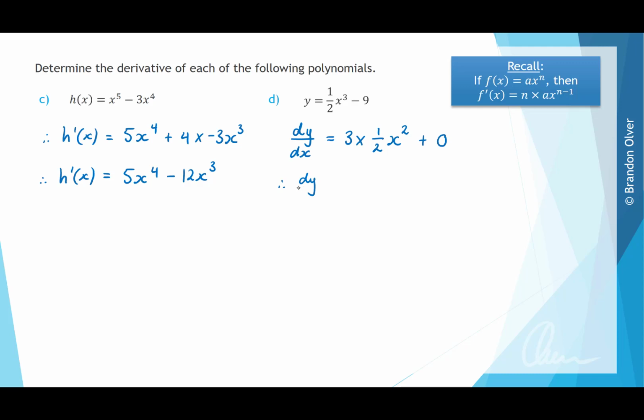Therefore, dy/dx, which is the derivative, is going to equal 3 times a half, which is 3 divided by 2, times x squared plus 0, so it's just 3 divided by 2 times x squared.